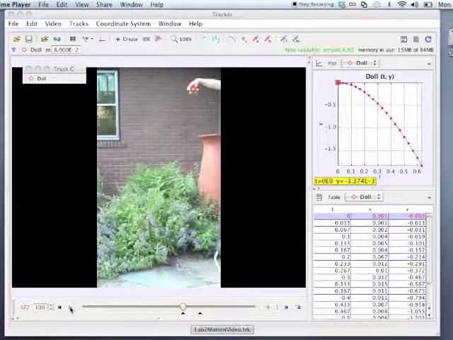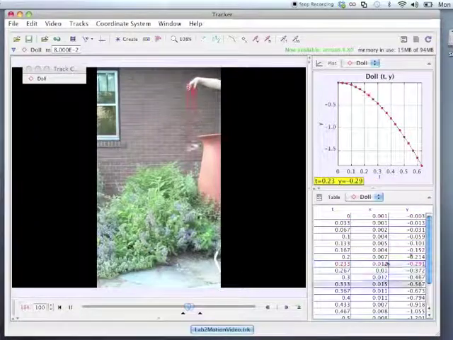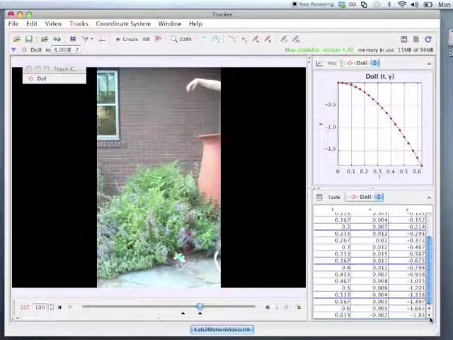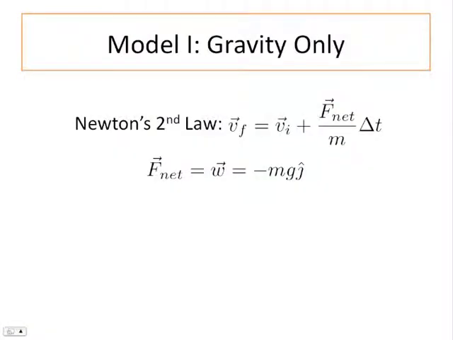And then I used Tracker to obtain the position of the doll every 0.33 seconds, starting at the time t equals 0 seconds and ending at my last observed position at the time t equals 0.633 seconds. To model the motion of the doll, I used Newton's second law.